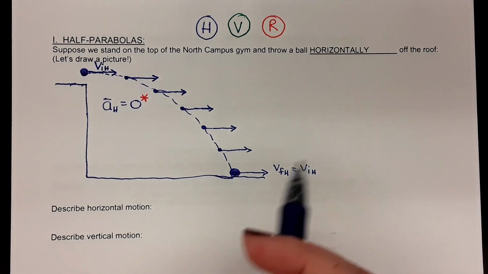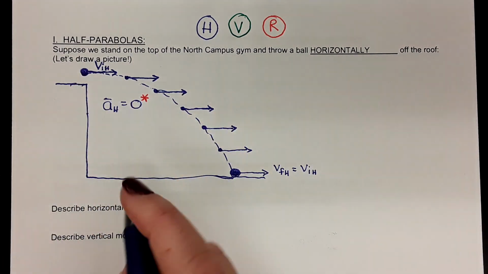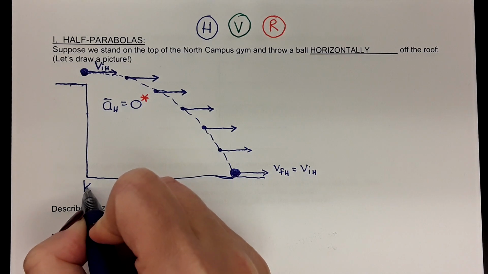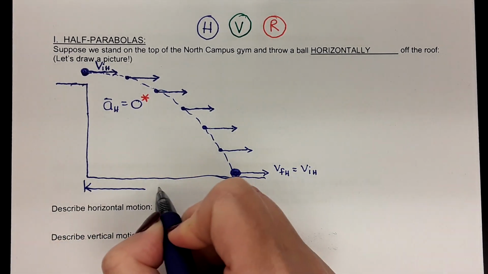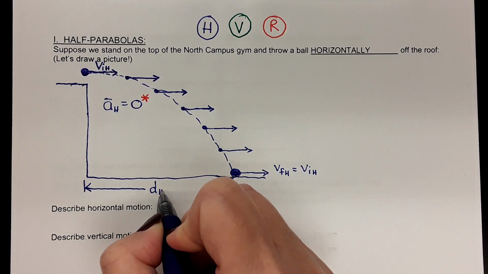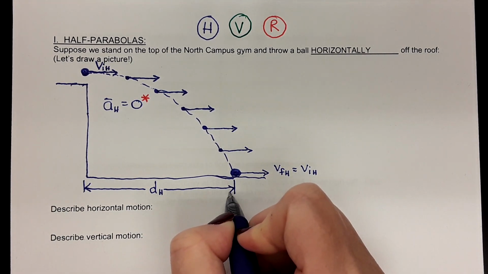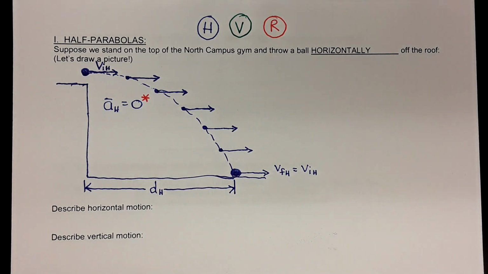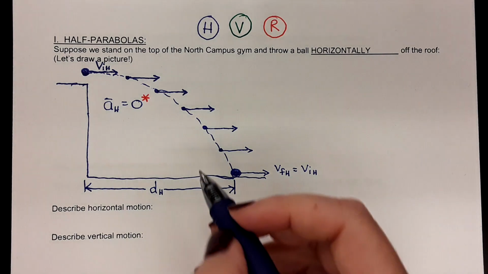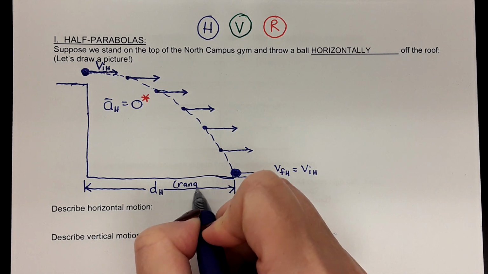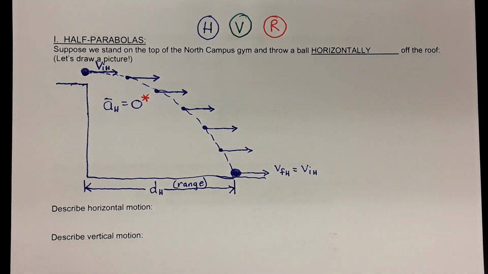Now, as the object moves horizontally, it will travel a distance horizontally that we're going to call d sub h, the horizontal distance traveled by the object. And this distance actually has its own name. It's actually called the range. Have you ever heard of them firing missiles downrange? Well, there you go. That's the horizontal distance the missile travels.